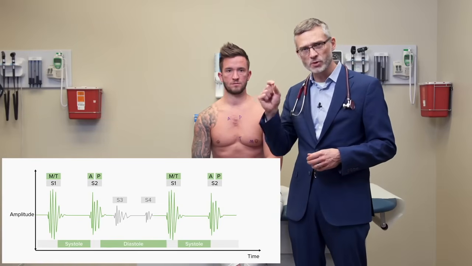Now normally, when you are simply breathing, just comfortable tidal volume breathing, the mitral and tricuspid valves are closing almost perfectly synchronously. However, the aortic and the pulmonic valve will actually separate or split during the respiratory cycle, specifically during inspiration. So what happens is, if this is S1 here, mitral and tricuspid, and this is your S2, aortic and pulmonic, when the person takes a deep breath, the aortic and the pulmonic will actually separate, like so.